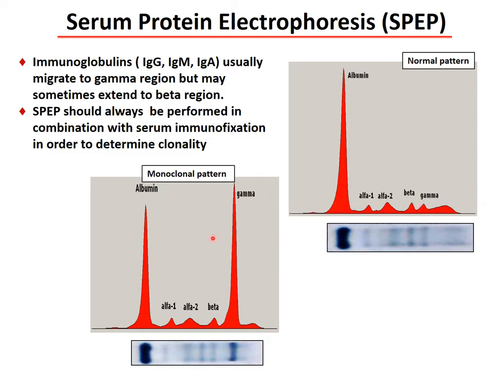Now, when we do have this monoclonal pattern, as you see here, in the gamma band, we do have a very narrow, large amount of protein, and that we call an M protein. So this is why we call it monoclonality, because it is the same kind of protein, the same molecular weight, which is why this section is very narrow.